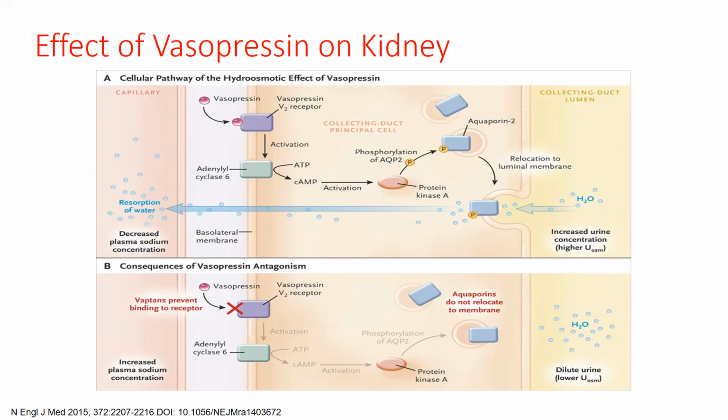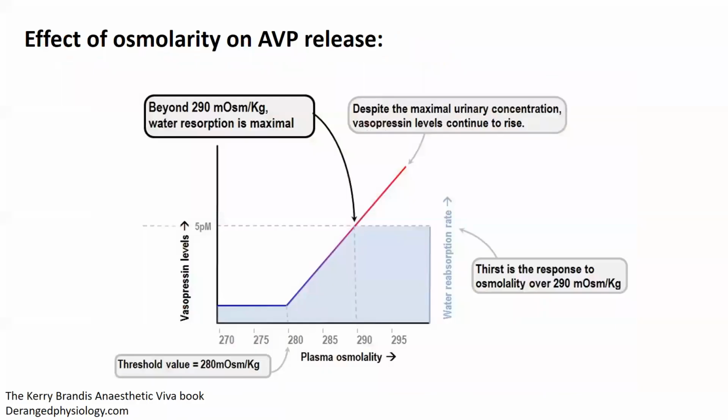The other part is how tolvaptan works. It's just blocking this receptor and preventing the reabsorption of water. So as I said, the secretion or production of AVP can be stimulated by two things, osmolarity and hypovolemia. It's very sensitive to osmolarity. Even a 1% increase in osmolarity can increase the production of AVP.